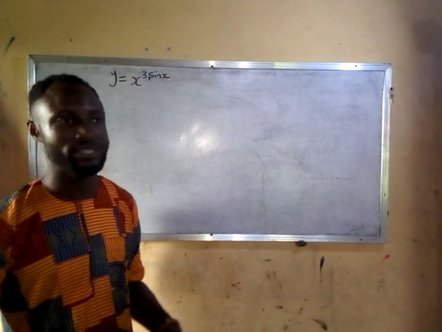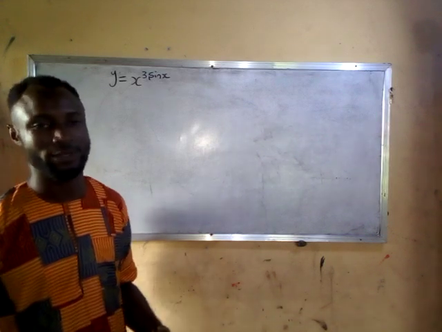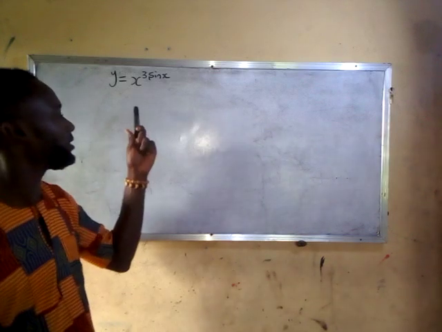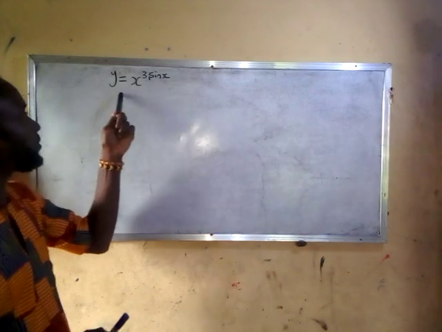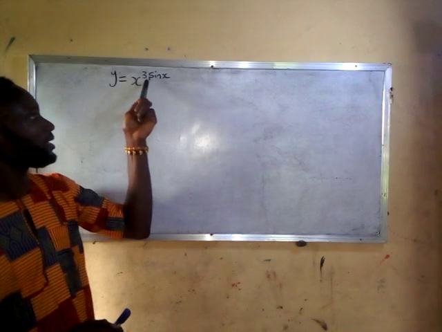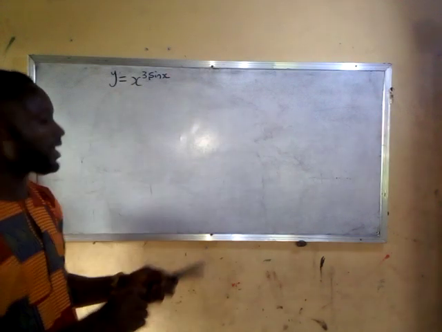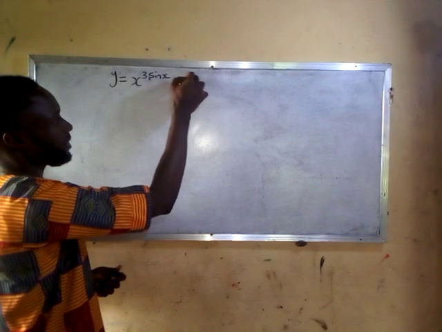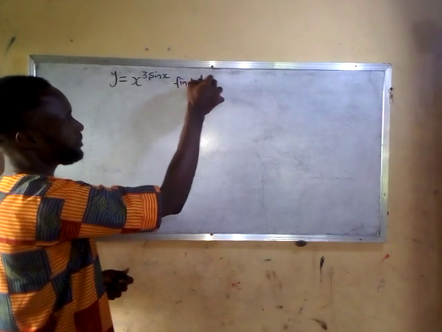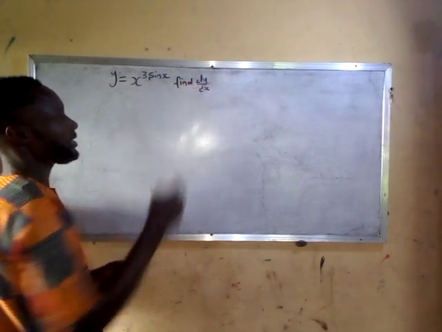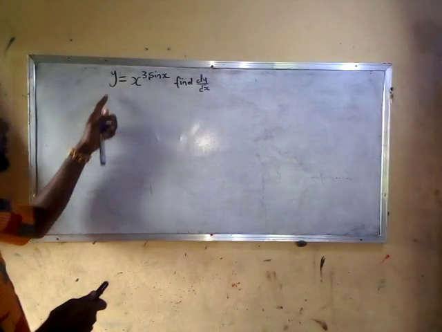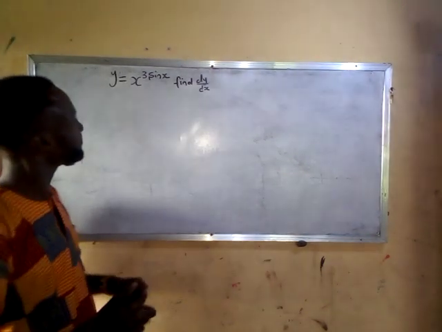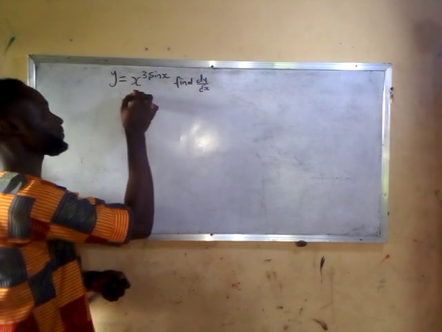Differentiation, like the derivative of an exponential function. One practical example is the one written on the board. If y is equal to x raised to the power 3 sine x, we should find dy/dx. That means that we are going to differentiate this given question with respect to x. Okay, solution.